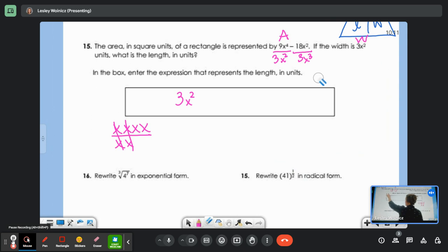I wrote a mistake on this power. This should be 3x squared. Okay, now what? Bring down the negative. 18 divided by 3 gives us 6. What if we have x times x over x times x? What happens to all of those? Yeah, they cancel. So do I have any x's on there? No. This will just be units, because they're linear units, not square units. All coming back to you?